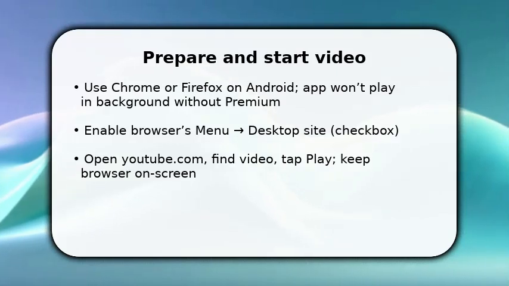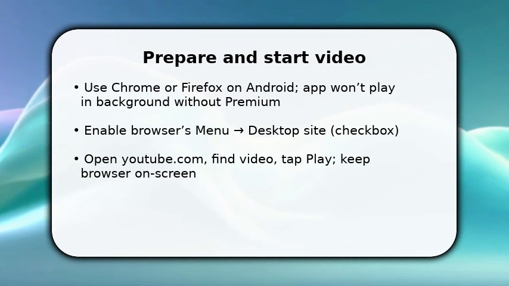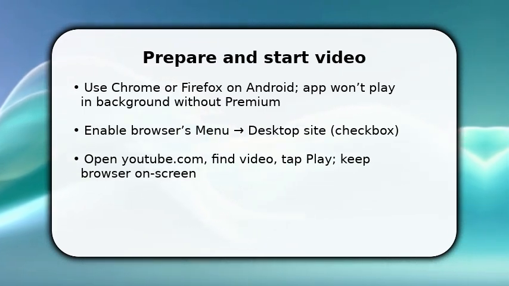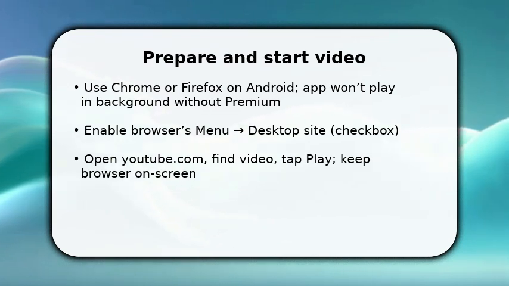You need a modern Android browser and the YouTube app closed. The app blocks background play unless you have premium. First, open Chrome or Firefox, go to YouTube. Then switch the browser to desktop site. Now find the video and start playback.